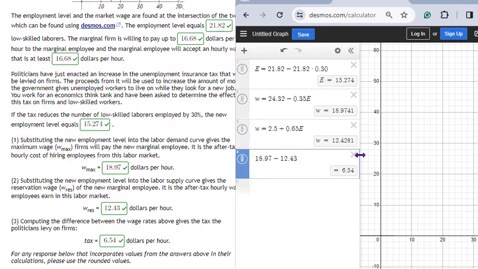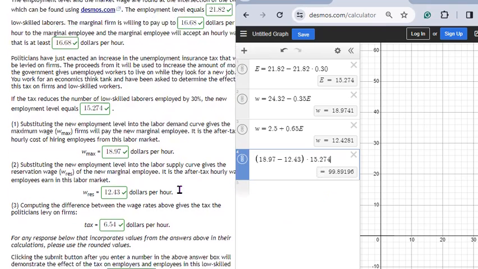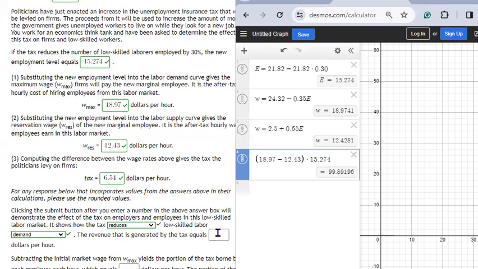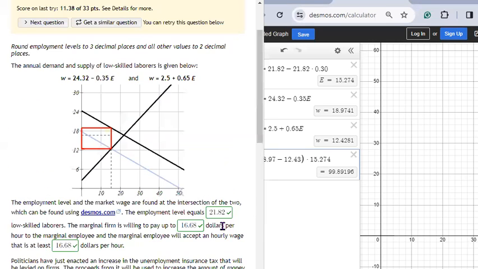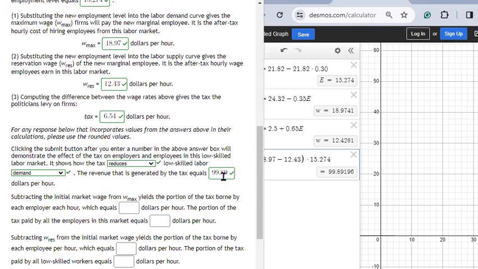So if I multiply this tax by the new employment level, 15.274, I get a tax revenue of $99.89 per hour. Now, if this is in millions down here, then this is in millions per hour, which is a lot of money. That's a lot of money, millions per hour.